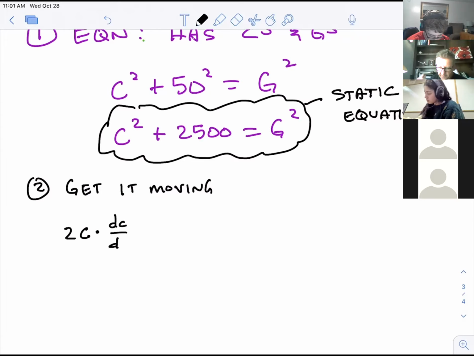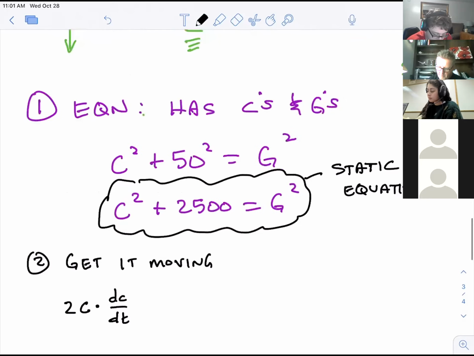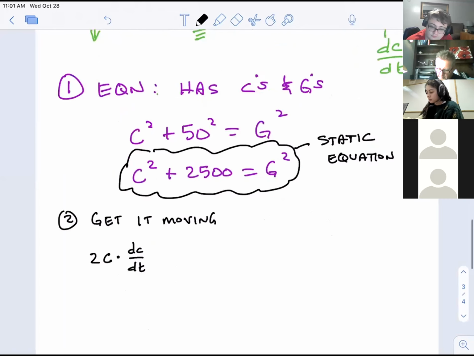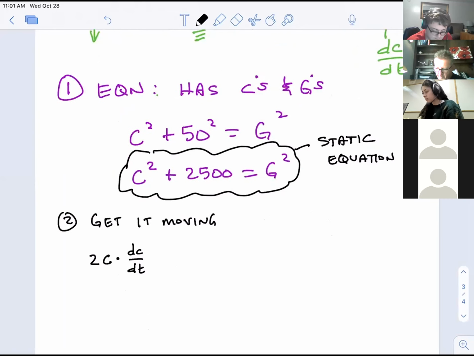I was about to say, wouldn't it be 90 miles per hour over your unit of time? Yeah, 90 miles an hour. And don't we know dc dt is 90 miles an hour? So I can put 90 in for that. We'll do that in a second, but let's finish taking the derivative. So then plus 2,500. Well, the derivative of 2,500 is nothing. And then the derivative of g squared would be 2 times g dg dt.